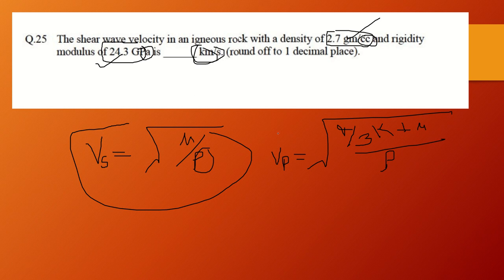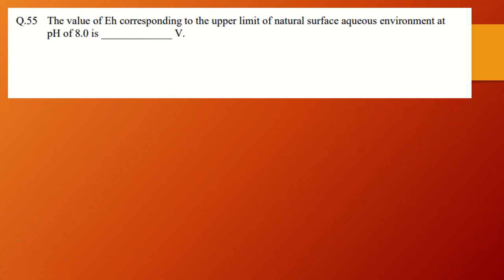Okay, so this is the formula for primary waves. Now let us see another question. The value of Eh corresponding to the upper limit of natural surface aqueous environment at pH of 8 is. So this is asked only once, but since they asked about the upper limit, it is quite possible that in this exam they will ask you about the lower limit.